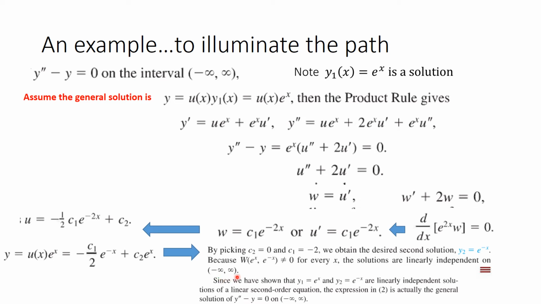on -infinity to infinity. So since we have shown that this and this are linearly independent solutions of a linear second order differential equation, the expression is in fact the general solution for this. And when I say the expression, I'm talking about this expression over here on -infinity to +infinity.